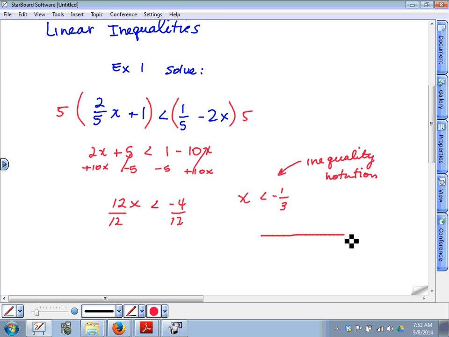A lot of you, I'm sure, have seen it, but just to be safe, I don't want to assume everybody knows it. Interval notation is more easily found from a number line. So if we were to represent the solutions on a number line, negative 1/3 would be about right here. Open or closed circle? Open, because it's not including negative 1/3. And we're going to shade everything to the left.